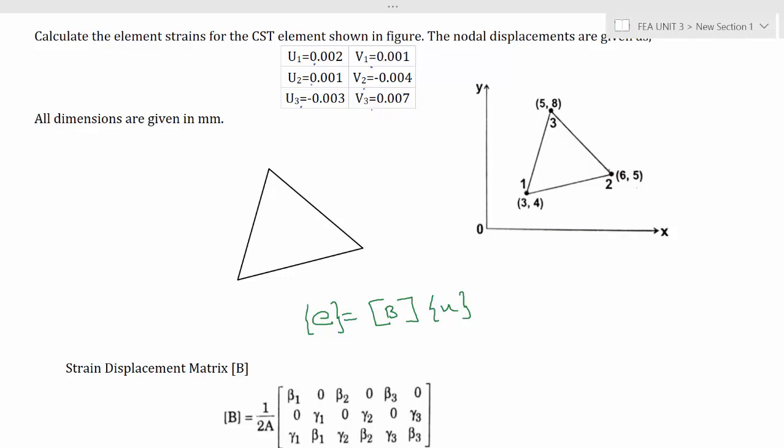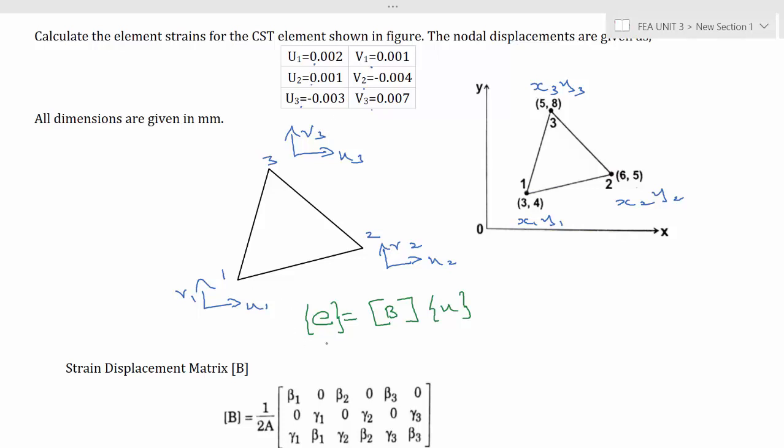So this is the given CST element. So the coordinates are x1, y1, x2, y2 and x3, y3. So always number your nodes in counterclockwise direction. So don't go in clockwise direction, always prefer counterclockwise direction of numbering. If it is given directly you can select it. If it is not given, then you can go in the counterclockwise direction like this 1, 2 and 3. And the nodal displacements are, here we will have U1, V1, here it is U2, V2 and at node 3 we will have U3 and V3. So all the displacements are given.